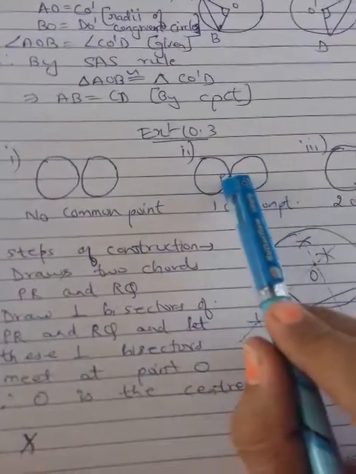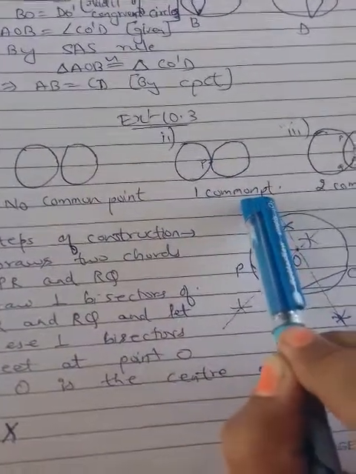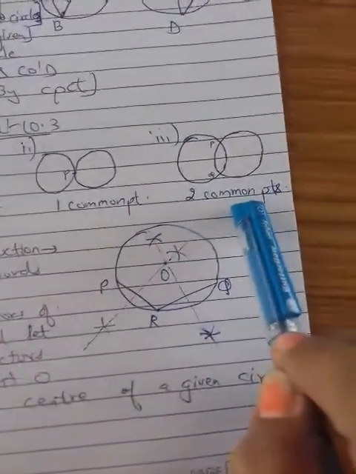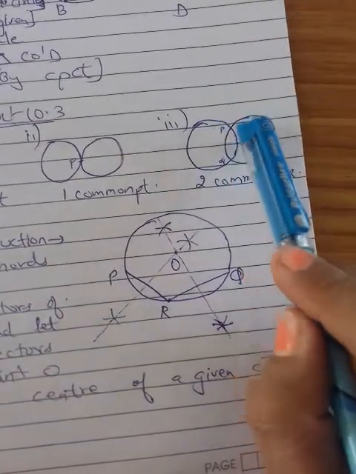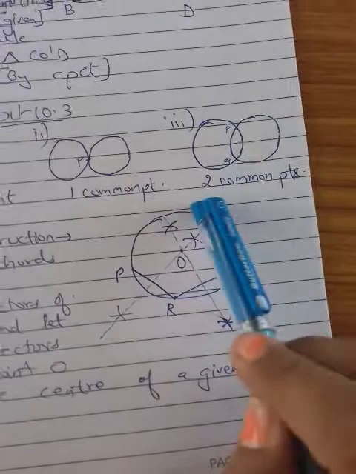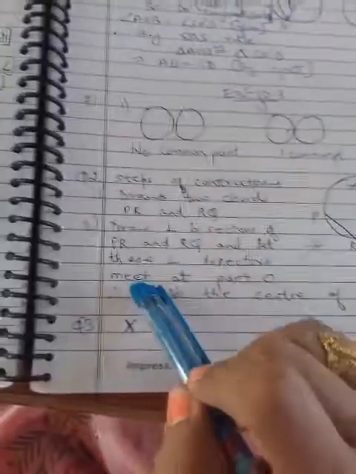In the second part, they have joined at one point, so there is one common point. And in the third part, both of these circles are joined at two points, P and Q, so there are two common points.